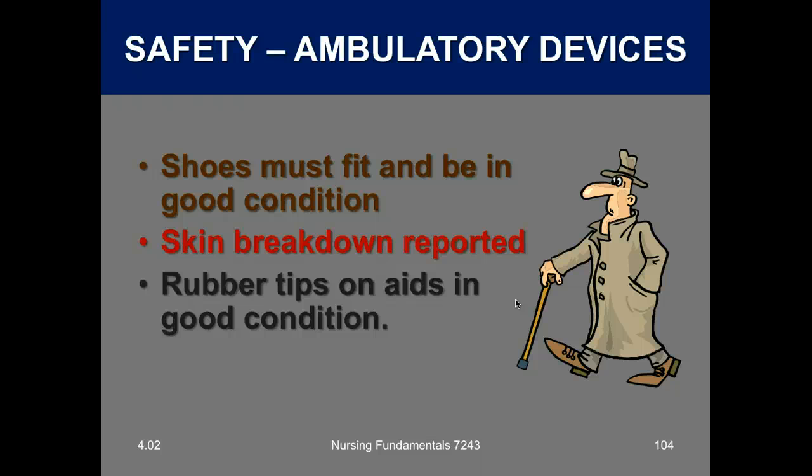So one of the things that we all have as an ambulatory device are our shoes. Our shoes must fit and be in good condition, and if you see skin breakdown, it must be reported. Make sure that the rubber tips on the walkers and the canes are in good condition.